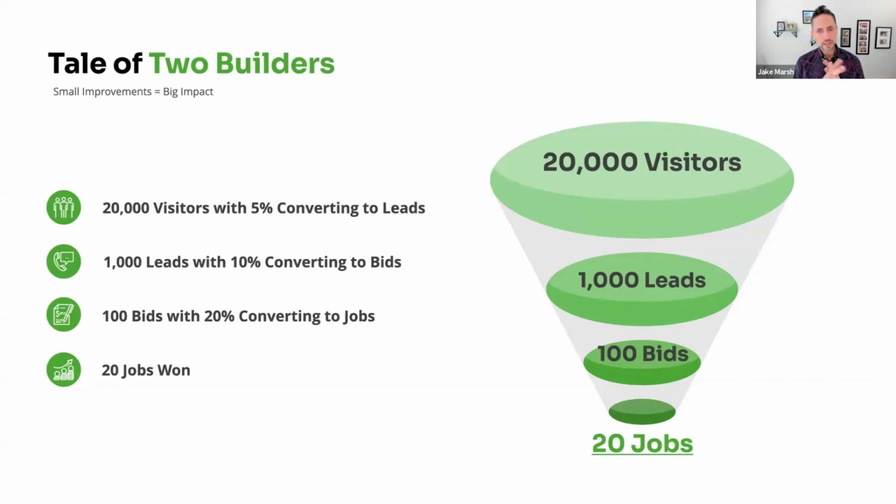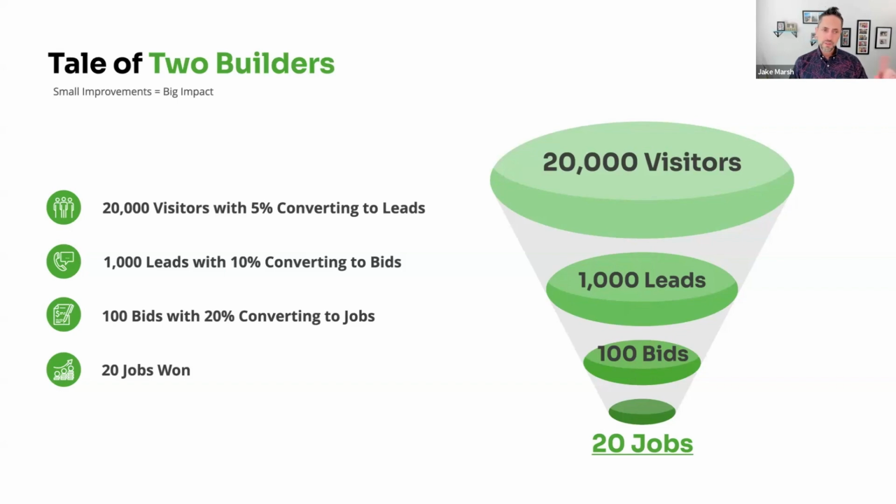So if we're going to look at Builder Bill and Builder Bob. Builder Bill is doing some pretty good business. We have 20,000 visitors we're driving to his website. 5% of those are converting to leads, which is 1,000 leads per month. 10% are converting to bids, which is 100. 100 of those bids with a 20% conversion rate are turning into jobs. That means we've got 20 jobs per month that we're generating for Builder Bill.